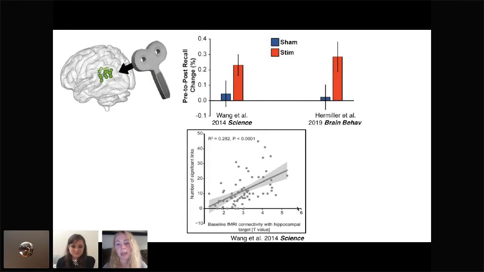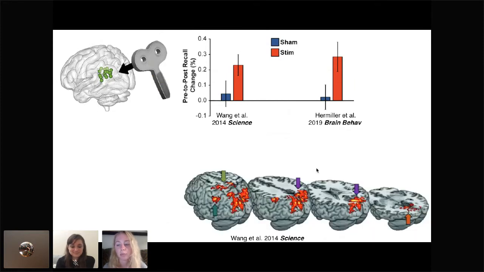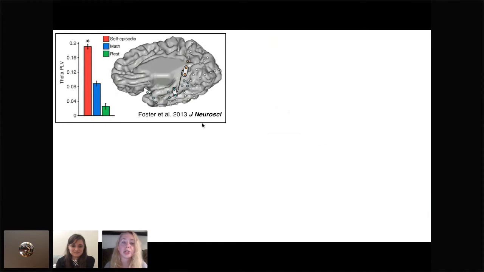And we recently replicated the behavioral findings. And a group at the NIH has replicated the fMRI findings. And so notably, these fMRI changes, the robust changes occurred between the hippocampus downstream of the site that we stimulated. It was hippocampal connectivity between these posterior medial regions of the network. And notably, these posterior medial regions, in some intracranial studies, have been shown to synchronize or have theta phase locking values with MTL or hippocampal regions during successful autobiographical or self-episodic memory relative to math or when you're just at rest. And so we think that this is a functionally relevant oscillatory activity pattern in the brain.